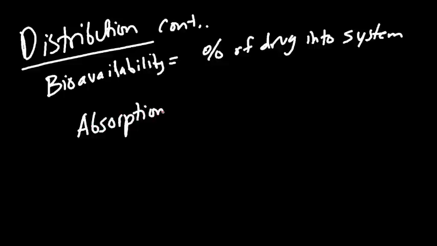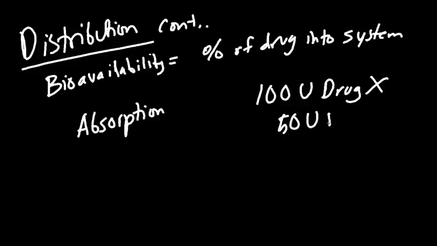Now we've already talked about absorption. If you give 100 units of drug X, and the absorption, you don't absorb it all. Let's say you only absorb 50% of it. Well, then you'll only have 50 units of drug X. You'll have a 50% bioavailability. But also you've got another factor, and that's going to be extraction.